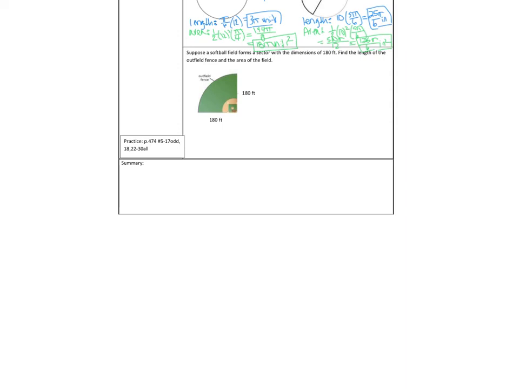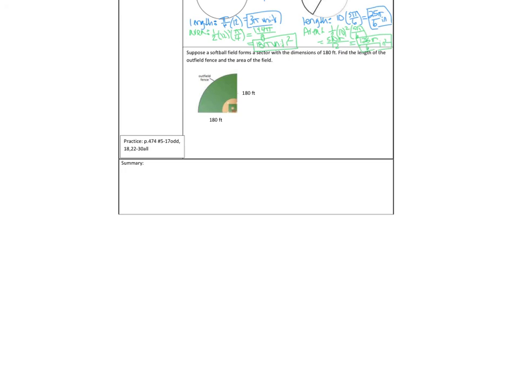The last example, we had a real life softball field and we want to know what the area of the softball field is. So a softball field is not a whole circle, right? It's part of a circle. And it is a right angle at the center. So this is 90 degrees. And they're telling us that the dimensions are 180 feet on each side. There's another example in your book that gives you one with 200 feet on each side. So you can try that example as well.